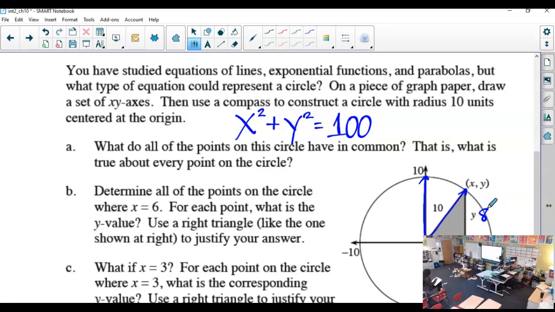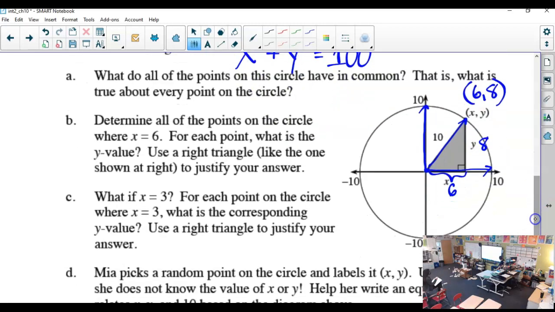Is that the only y value when x is 6? It can also be negative 8, which reminds us that circles are not functions. This is not negative 6. This is still positive 6. So then there are other points that would be negative 6, negative 8, and negative 6, positive 8. And all of those points we know would be true and on the circle because they would make that right triangle.